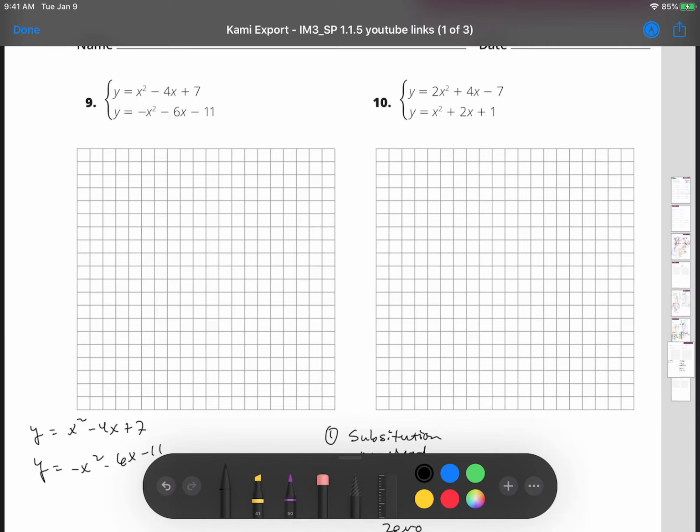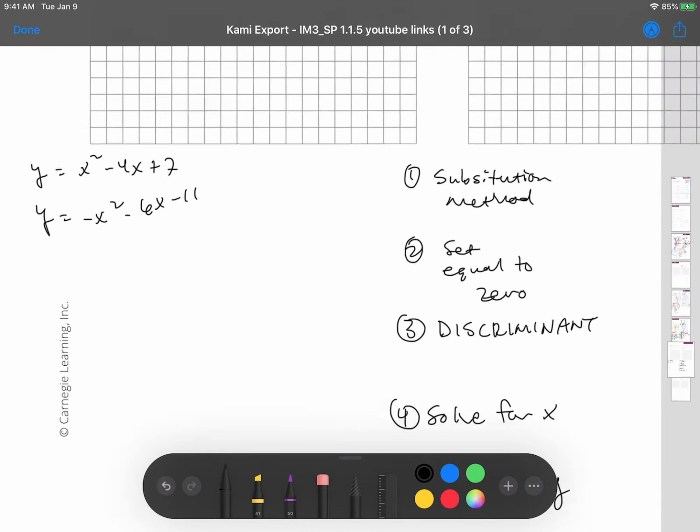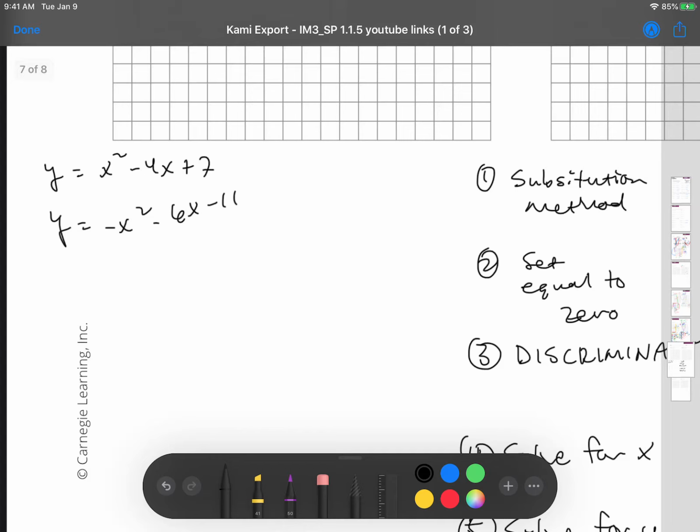Hey guys, let's go ahead and solve for D9 on Skills Practice 115. I wrote it below here, and again, we're going to do the substitution method. Let's go ahead and do it. Every time I see y, let's make that thicker. Every time I see y, we're going to write x squared minus 4x plus 7. So I see a y variable, and now we can write x squared minus 4x plus 7. And everything over here is going to stay the same.